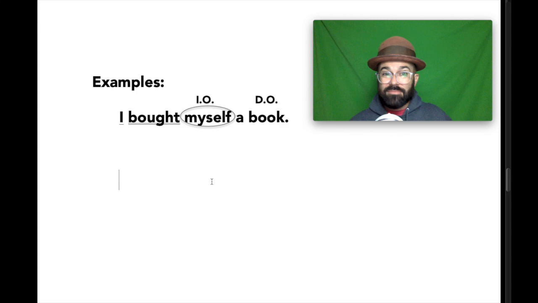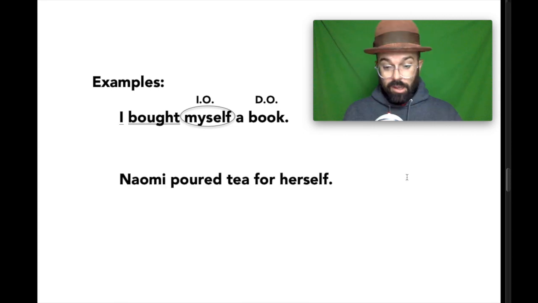It'll look like this. I is the simple subject. Bought is the verb. The thing that was bought is the direct object. Book. I bought book. And who received that book? The indirect object. Myself. I do this a lot. Myself is the indirect object. It is also a reflexive pronoun, and it is reflexing back on the antecedent, which in this instance is I. I is myself. Myself is I. See? Let's look at another example.